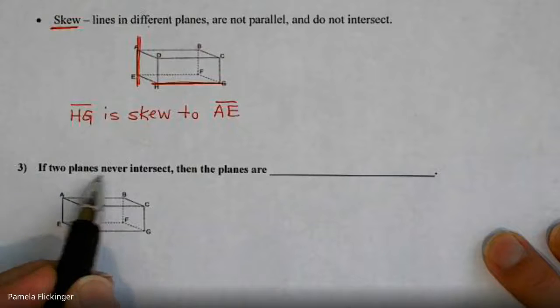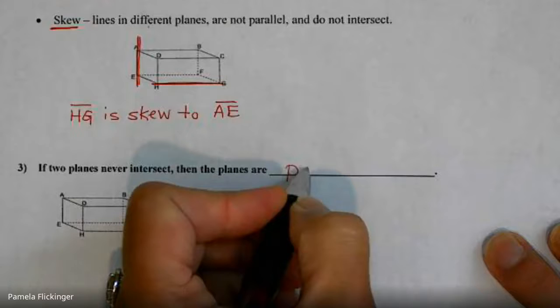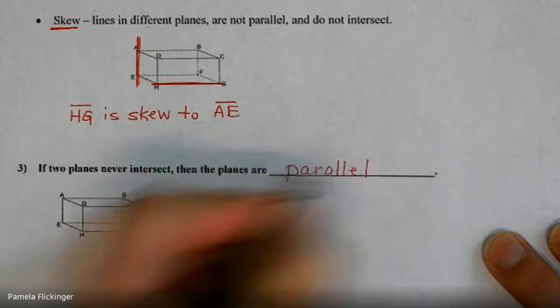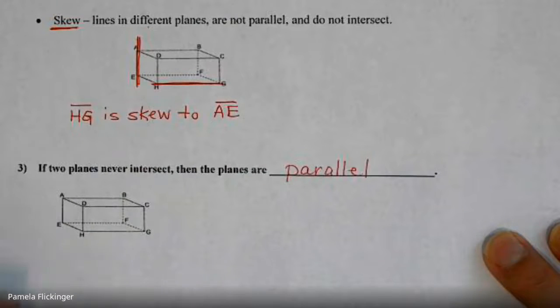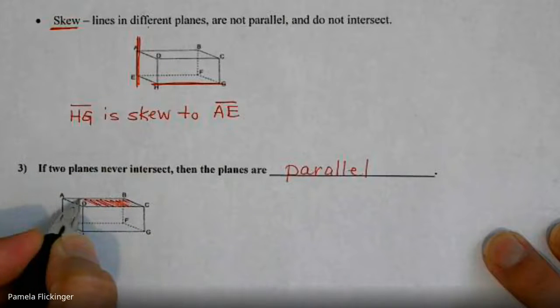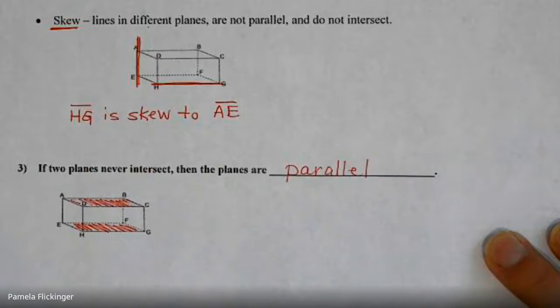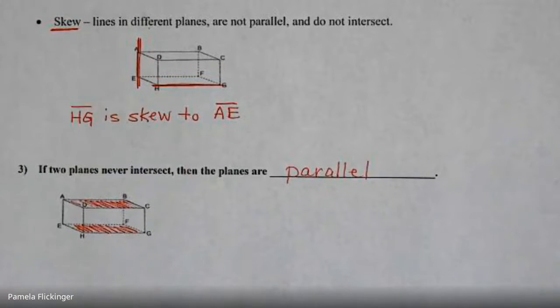Here, if we can have two planes that never intersect, then those planes will be parallel. So we can have lines that are parallel, we can also have planes that are parallel. So just to kind of shade them in, I'm going to pick the top plane and then the bottom plane. And of course in this three-dimensional figure, the top and bottom are parallel, the front and back are parallel, and your two sides are parallel, so you can pick any.